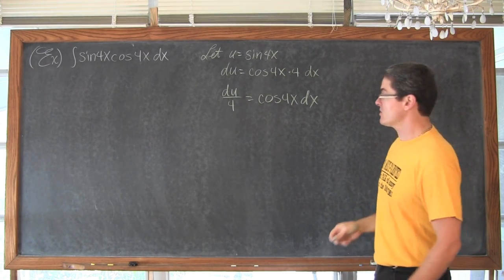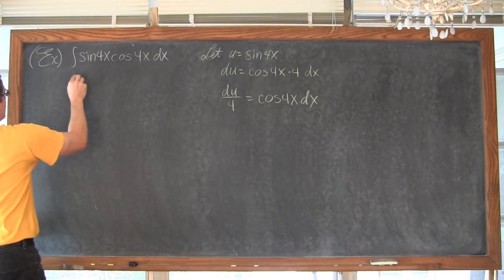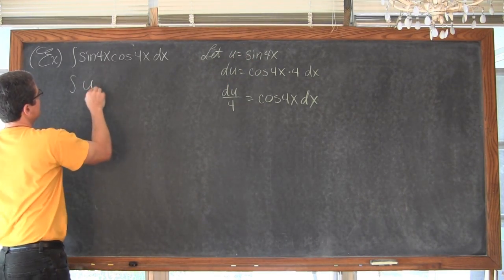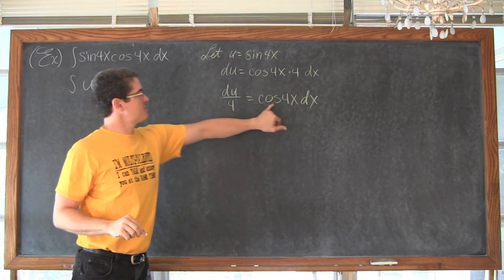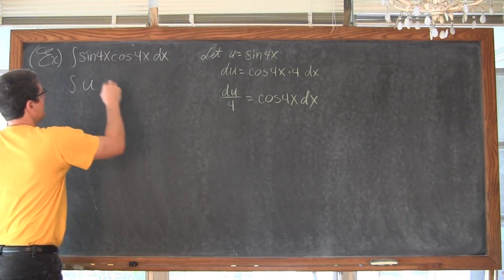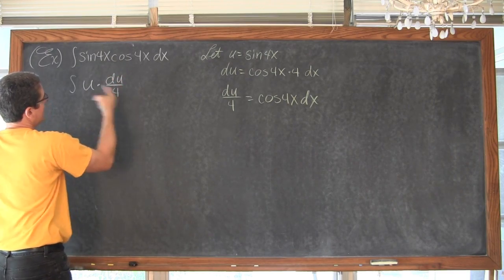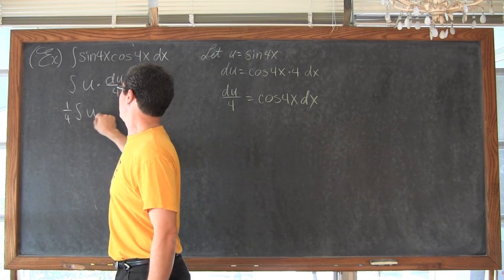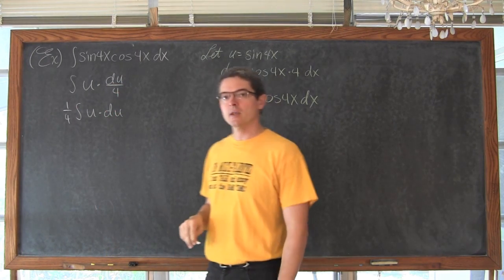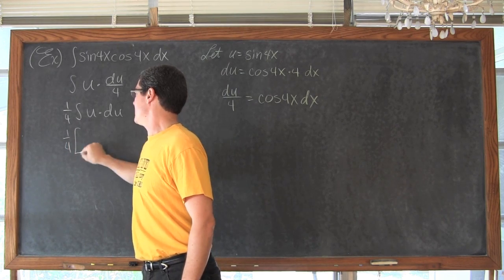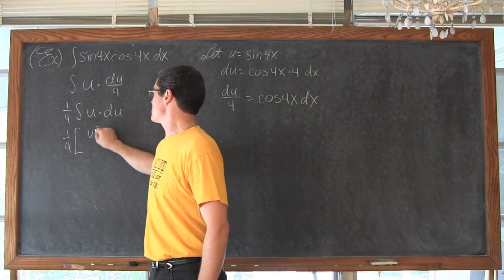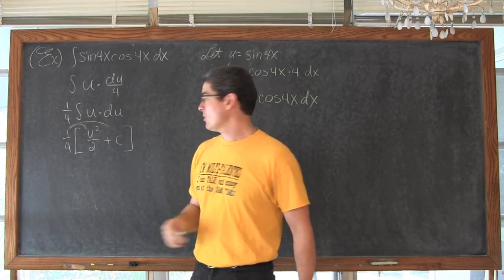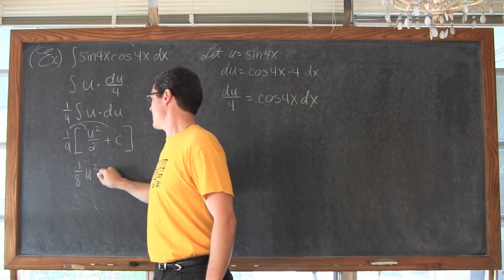Okay, well now we're ready to get all of our substitution done. So we have the integral of the sine of 4x, which is temporarily set equal to u, and cosine 4x dx is du over 4. So times du over 4, we're going to take that constant and move it out front, so we have 1/4 times the integral of u du. Wow, look how simple this is now. So we're going to have 1/4 times, take that power, raise it by 1, so we're going to have u squared divided by 2 plus c. Distribute the 1/4, and we have 1/8 u squared plus c.